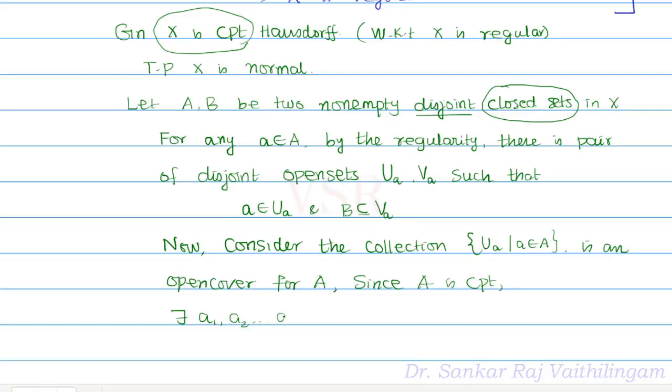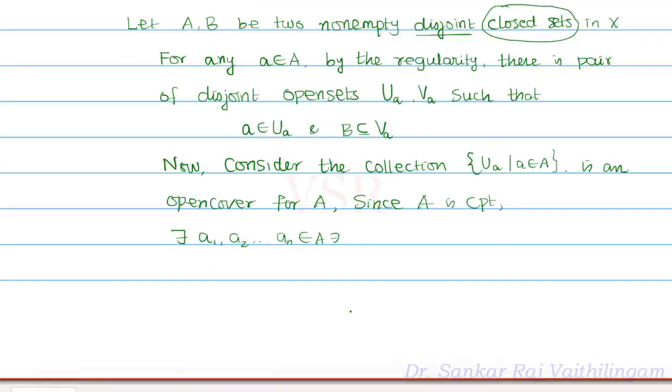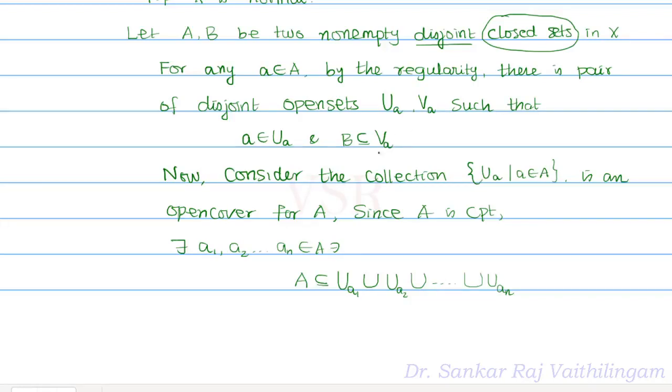a2 ... an belonging to capital A such that capital A is a subset of the union U a1 union U a2 union ... union U an. We can write it like this. At the same time, corresponding to this U a1 there is a V a1, and I put U which is equal to union of U ai, i equal to 1 to n, and capital V which is equal to intersection of all V ai where i equal to 1 to n.